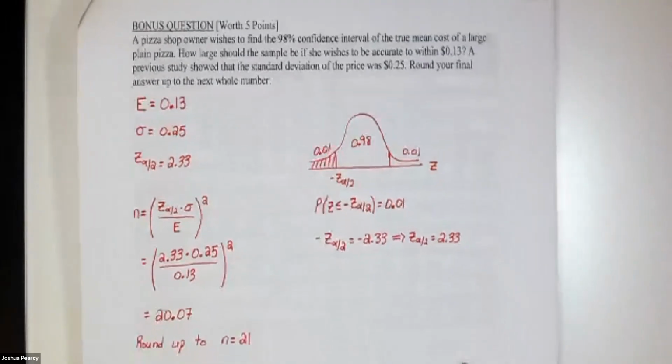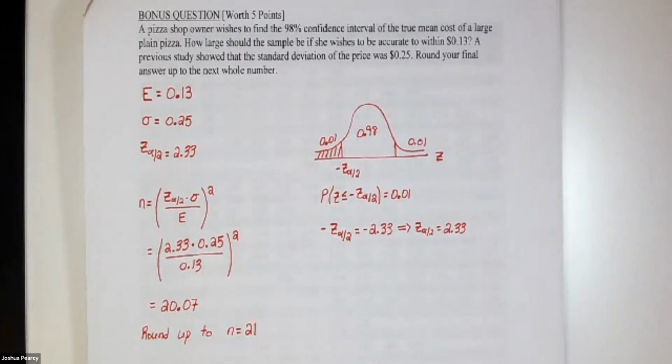The last question. Also, if you watched the extra help video or you were actually in there, I showed you how to do this one as well. I actually showed you how to do it in class too. A pizza shop owner wishes to find the 98% confidence interval of the true mean cost of a large plain pizza. I wonder what they mean by plain, like nothing on it. How large should the sample be if she wishes to be accurate within 13 cents? A previous study showed the standard deviation of the price is 25 cents. Round your answer to the next whole number.